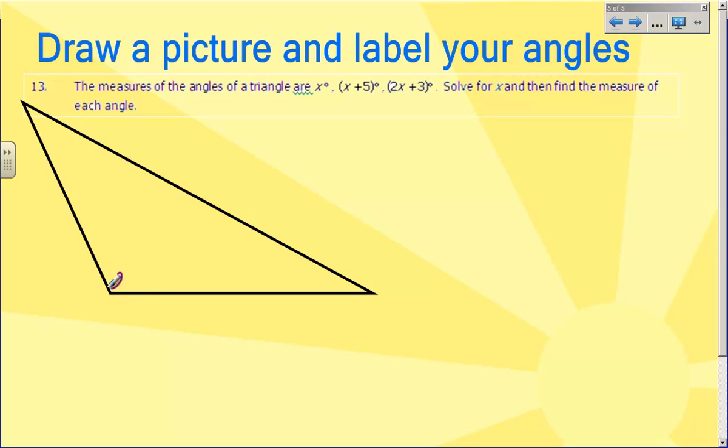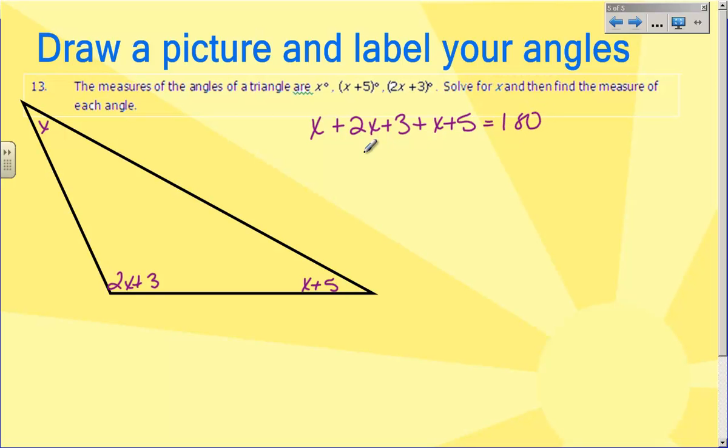Well, the biggest one is 2x plus 3. The smallest one is going to be x. And the next one will be x plus 5. Now, if you do not remember, I'm going to refresh your memory. If you take all three angles of a triangle and you add them together, they will always equal 180. So if I add all three angles together, it's going to give me 180. So I'm going to add them up. I have x plus 2x plus 3 plus x plus 5 equals 180.